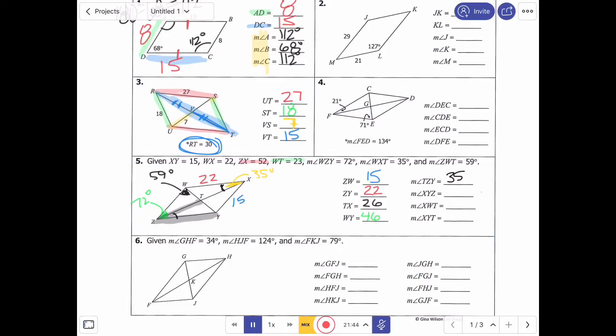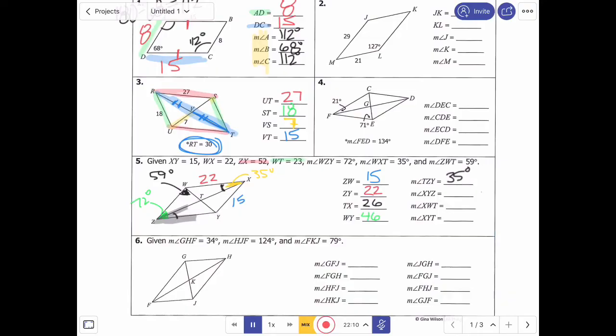And maybe tomorrow, if people are really confused about that, I can make a better video with a bigger diagram and actually show you where the parallel lines are and where the transversal is. Okay. Let me erase those. 35 degrees.